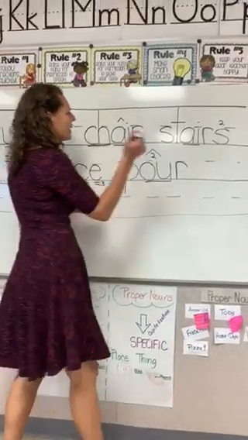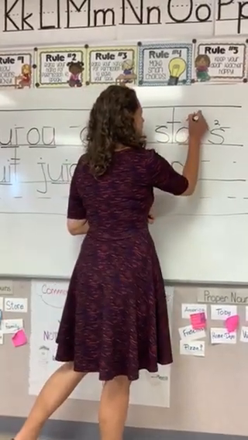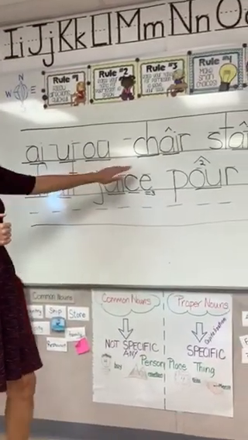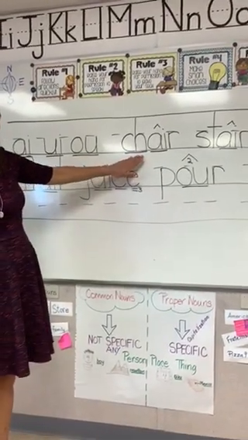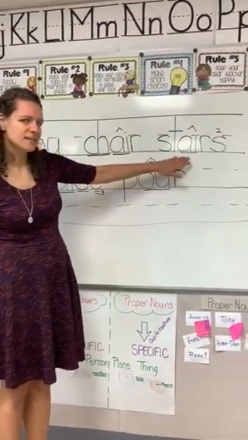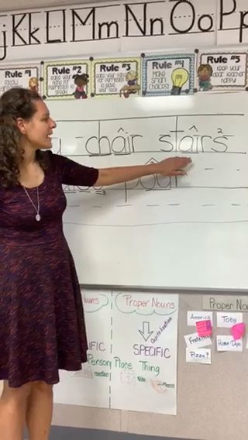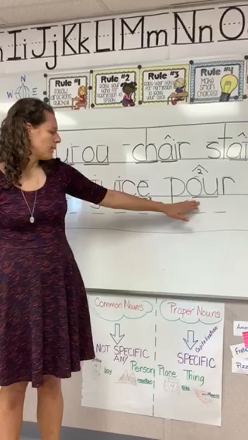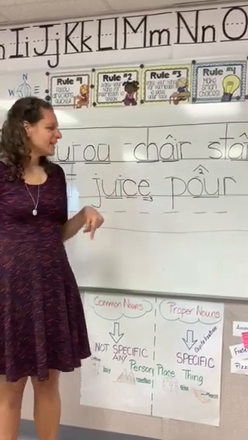Oh my goodness. I forgot to put our hat on stayers, and I just wanted us to go back and review our 2-way words. So how do we say this to spell it? Good, chair. How do we say this to spell it? Good, stayers. And how do we say this to spell it? Good, power. All right, good.